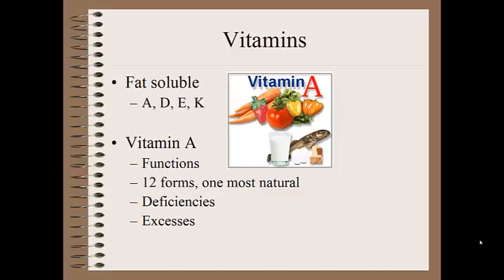So vitamins are divided into two different kinds. We have the fat soluble and water soluble. So we're going to go through fat soluble first. And the fat soluble vitamins are A, D, E, and K. And then we're going to go through those first. Vitamin A is the first one that we're going to go through.